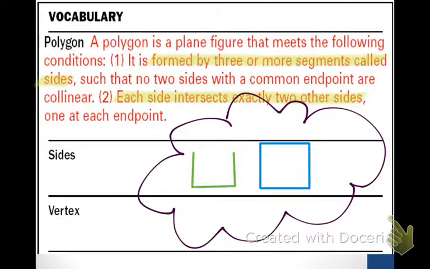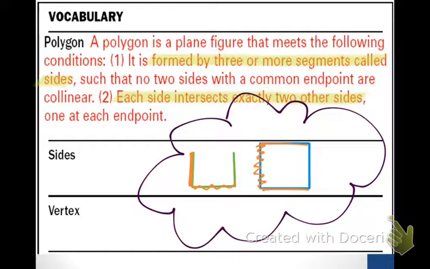I'll even highlight in a different color. It intersects with how many other sides? It intersects with 1. It only intersects with this side. It needs to intersect with exactly 2 sides. So looking at the other one, this blue one, this side here intersects with the top and the bottom. So really only closed figures count as polygons. That's what that means. So that's what you just wrote down.